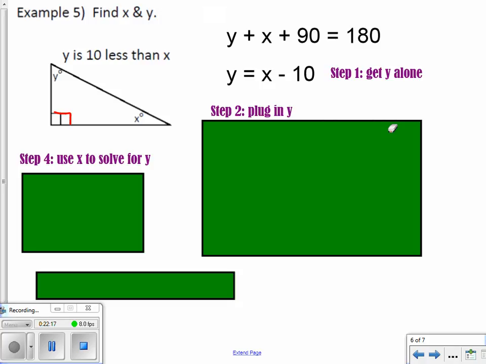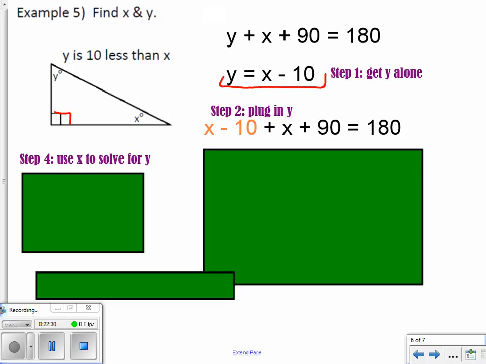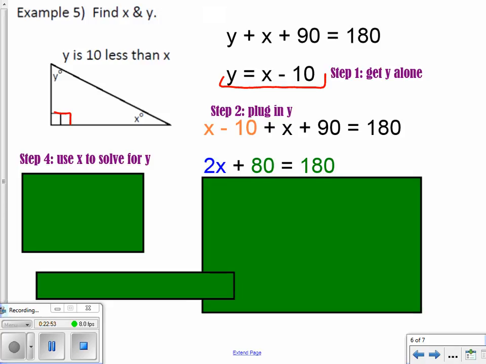Now, again, we need to get one of our pieces alone, and in this case, y is already alone. It's nice and easy. All we need to do is plug that piece, that x minus 10, in for y into our other equation. So instead of saying y plus x plus 90 equals 180, we now just plugged in this piece, x minus 10, and then continued from there. x minus 10 plus x plus 90 equals 180.